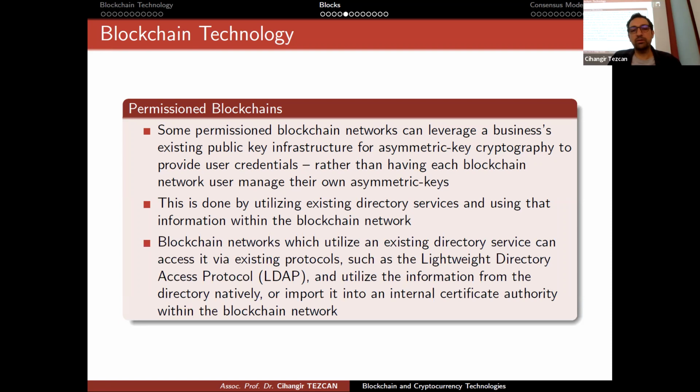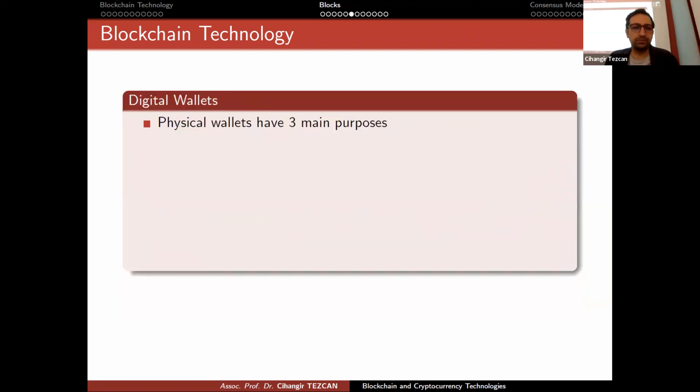Blockchain networks which utilize an existing directory service can access it via existing protocols, such as the Lightweight Directory Access Protocol, LDAP, and utilize the information from the directory natively or import it into an internal certificate authority within the blockchain network. So you don't have to use Bitcoin-like wallet software.